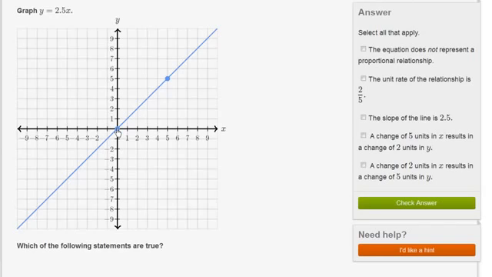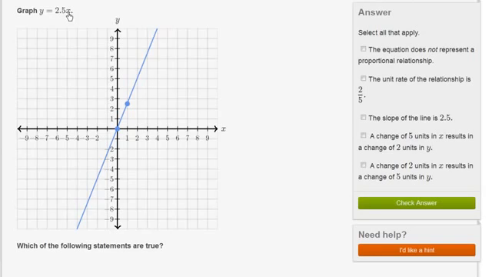And then let's just pick another x that will give us a y that is a whole number. So if x increases by 1, y is going to increase by 2.5. So it's going to go right over there, and I could graph it just like that. And we see just by what I just said that the unit rate of change of y with respect to x is 2.5. A unit increase in x, an increase of 1 in x, results in a 2.5 increase in y.